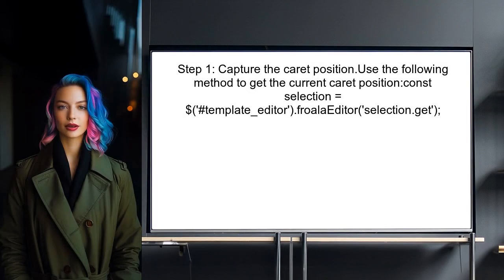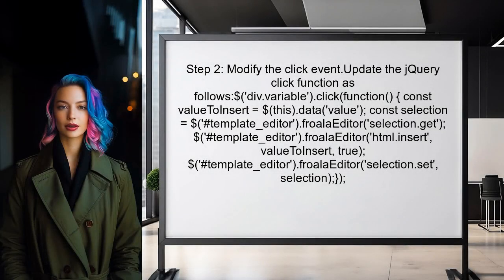To insert a string at the caret position in the Froala Editor, the user should first capture the current caret position. This can be done by using the Froala Editor's built-in methods. Next, the user should modify the click event for the div. Instead of directly inserting the string, they will insert it at the captured caret position.